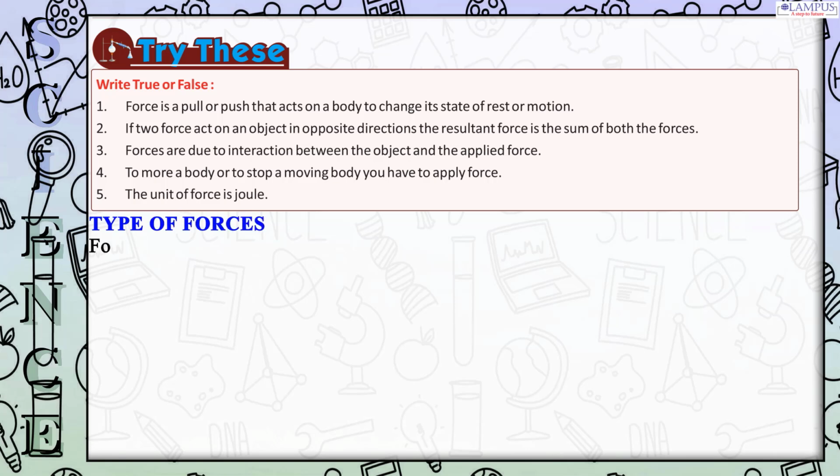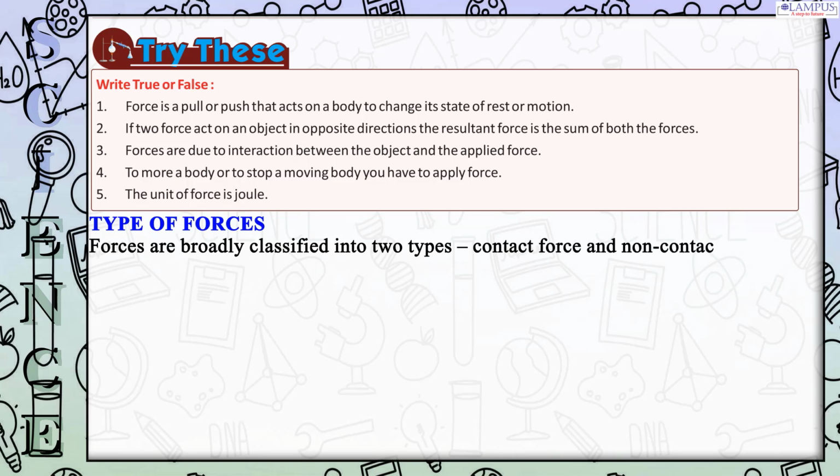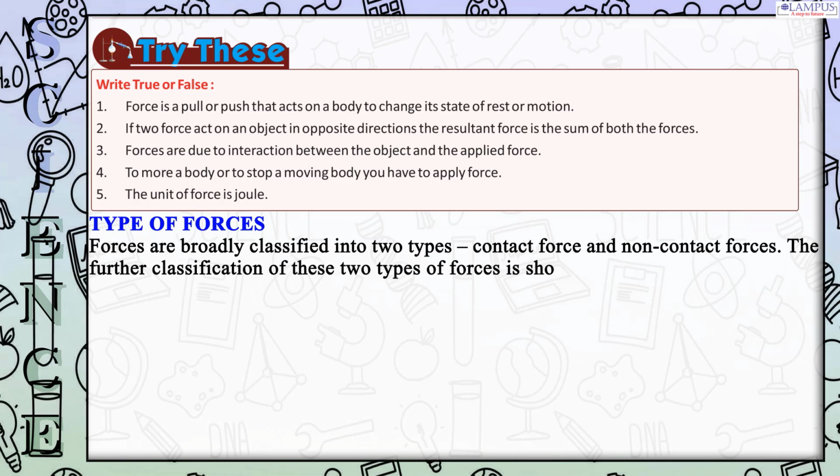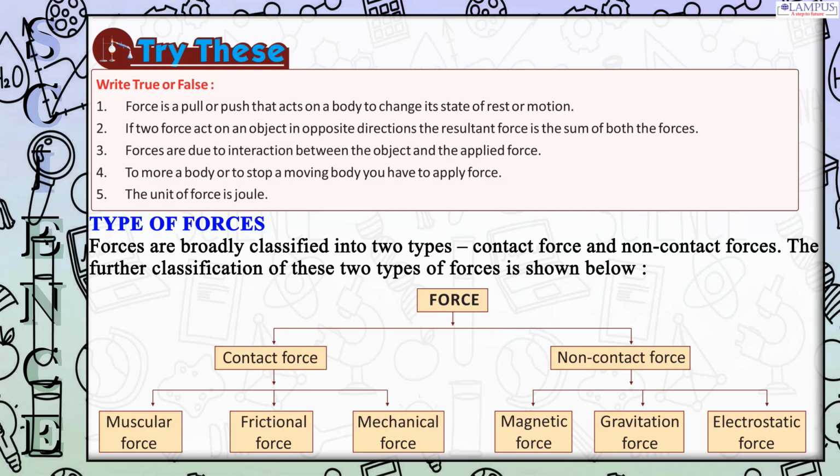Types of forces. Forces are broadly classified into two types: contact forces and non-contact forces. The further classification of these two types of forces is shown below. Force. Contact force: muscular force, frictional force, mechanical force. Non-contact force: magnetic force, gravitational force, electrostatic force.